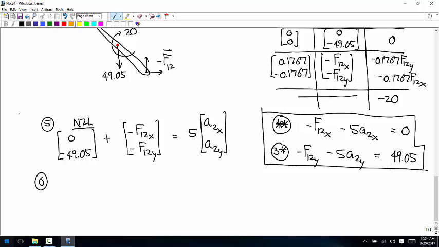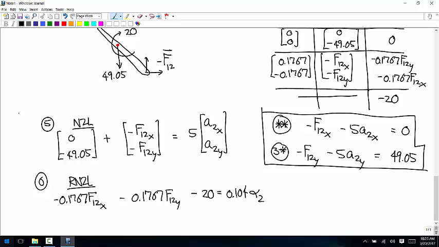And then step 6 is the rotational equation. So that says negative 0.1767 F12x minus 0.1767 F12y minus 20 is equal to 0.104 times alpha 2, and that gives us equation quadruple star that says negative 0.1767 F12x minus 0.1767 F12y minus 0.104 alpha 2 is equal to 20.